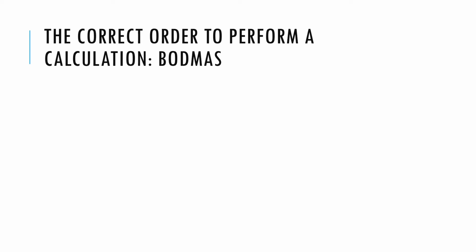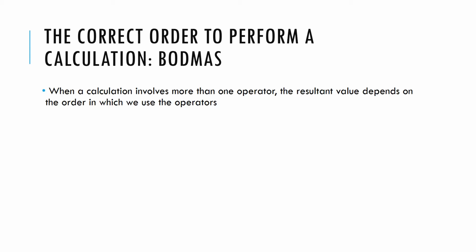So I want to move on now and consider, if we have an equation, or if we must perform a calculation, what is the correct order to perform that particular calculation in? And of course, it comes back to this idea of BODMAS. If we have a calculation, an equation that we put numbers into, and we as chemists want to calculate something from, then it may have a number of different operators.